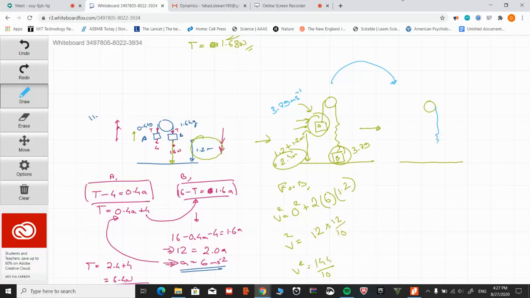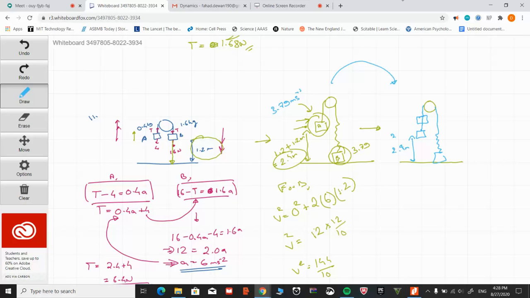Now, while gravity tries to bring it to rest from a height of 2.4 meters from the ground, particle A will inevitably move up a bit. From here, it will move up a bit.